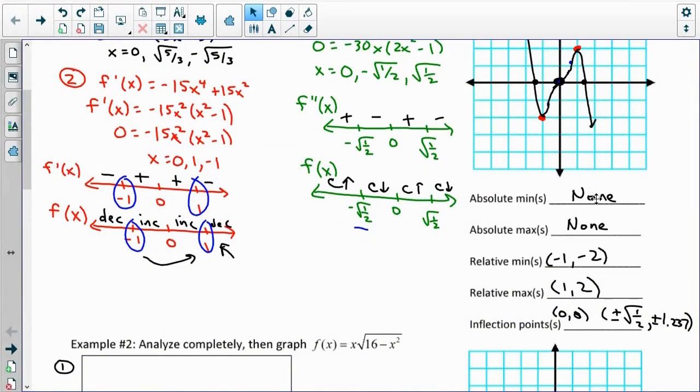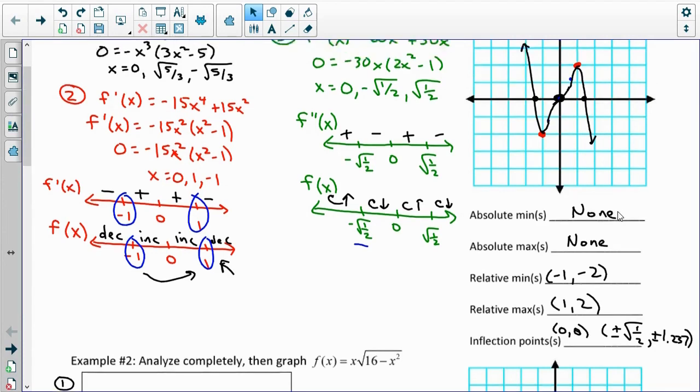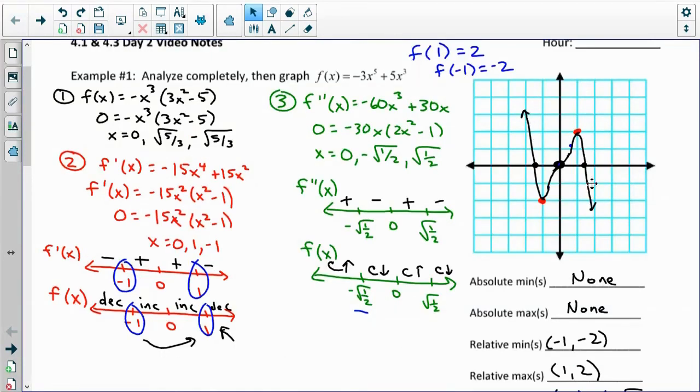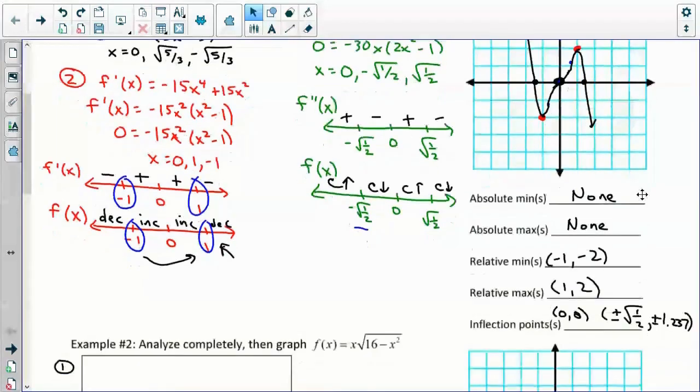I'm only guaranteed to have absolute mins or maxes in situations where I have a closed interval. But since the domain is negative infinity to infinity, I can't guarantee any absolutes. And in this case, I don't have any absolutes. Whereas if the function was a parabola or something, I could have an absolute min.